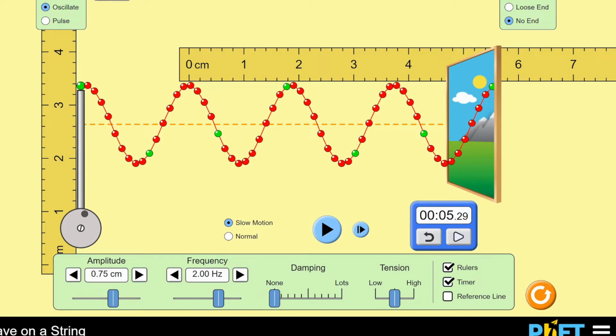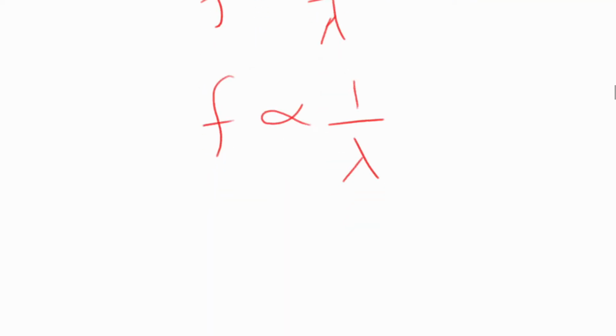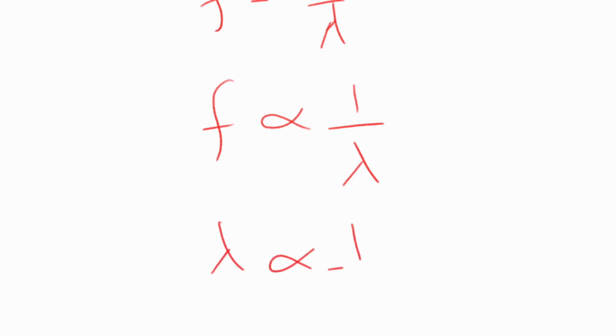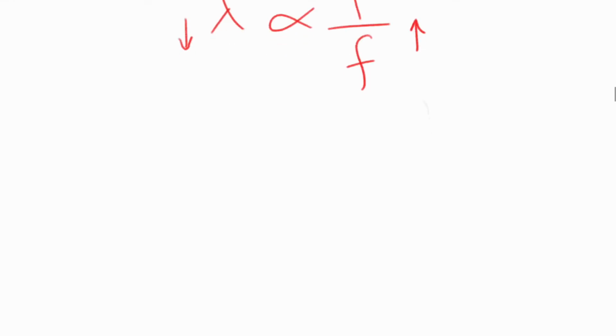Now, what if we have the frequency? Let's move this over here just to show you what we're doing. So what we're saying then is if the velocity is constant, then the frequency is inversely proportional to the wavelength. Or we could say that the wavelength is inversely proportional to the frequency. What does that mean? All that means is if you double the frequency, you halve the wavelength. Or if you halve the frequency, you double the wavelength.